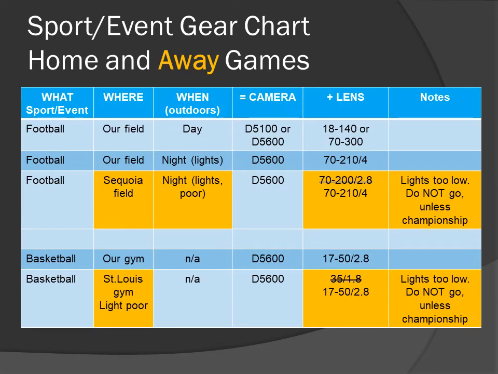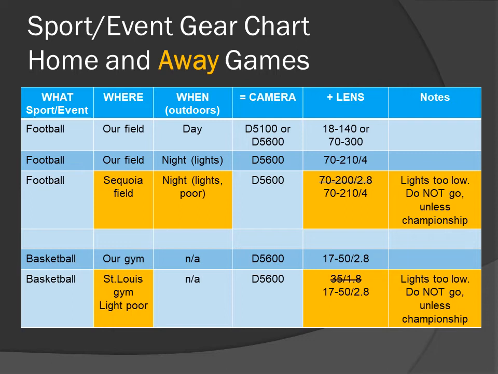Okay, here we go. Away games. Football, if you notice the third line, it's in orange. Sequoia Field, night lights, poor. Lens, the recommended lens is a 70 to 200 2.8. But it's crossed out because you don't have one. Your fastest lens is a 70 to 210 f4. So under notes, your notes are lights too low. Do not go unless it's a championship. So basically, you've made the decision in this case, you don't have the equipment to shoot at that field.